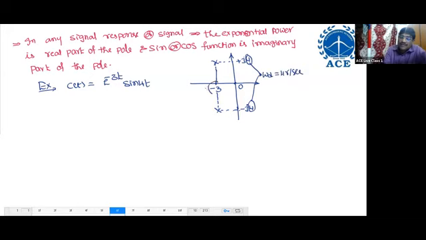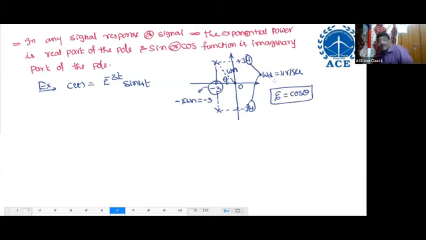This is called tau, or minus zeta omega n. Minus zeta omega n is the real part, equal to minus 3. So zeta omega n equals 3. Then we can get all the factors. The diagonal distance is called omega n. This angle is called theta. Zeta equals cos theta. Then we can get all the factors.